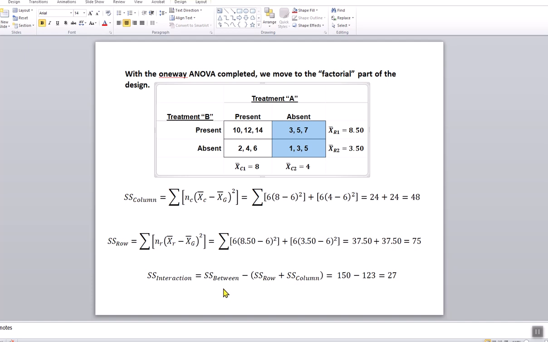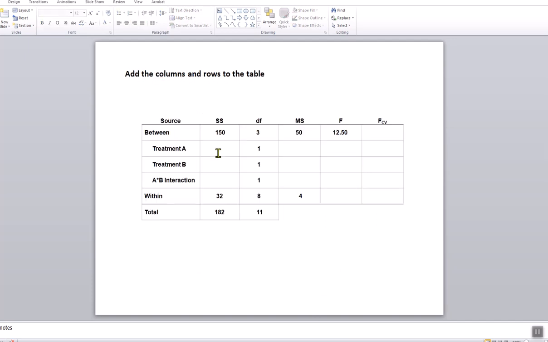So the between groups sum of squares was 150. We're going to subtract the combination of 48 and 75. 48 plus 75 is 123. 150 minus that leaves us with 27. Okay, so now let's go on to the next page.